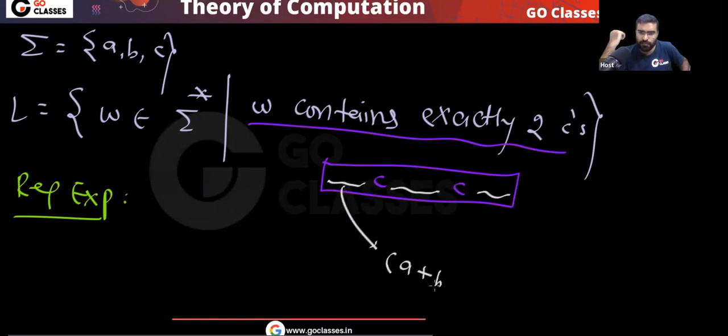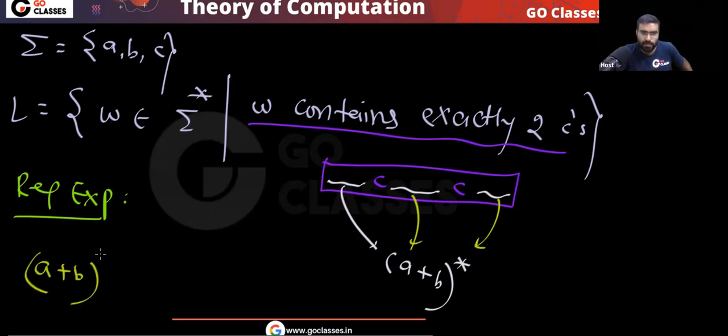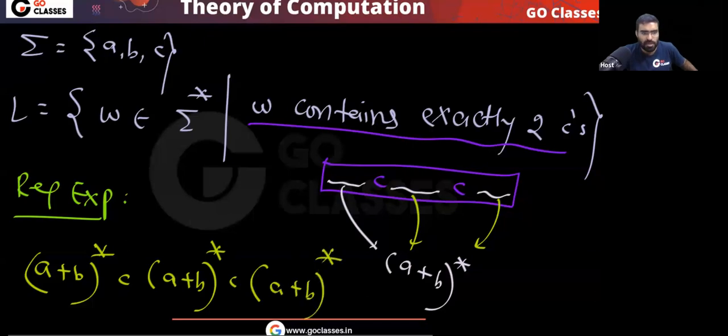You can put anything from A, B. So your regular expression will be (A or B) whole star, C, (A or B) whole star, C, (A or B) whole star. Yes or no? This will be the regular expression. Correct? Very simple. Now let's see the DFA.